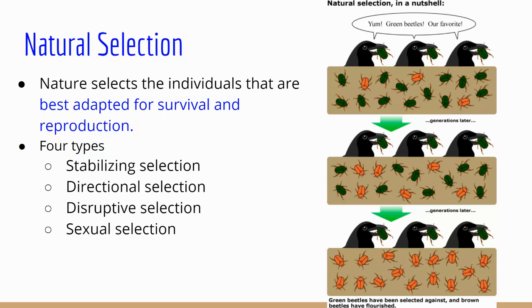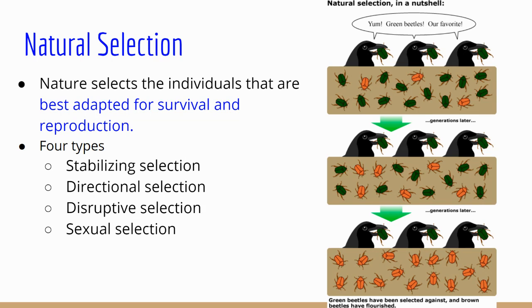Let's get into it. Natural selection, as what we've talked about from our theory of evolution so far, basically says that the individuals who are going to reproduce and survive and pass their genes on are the ones who are best adapted for survival and reproduction.